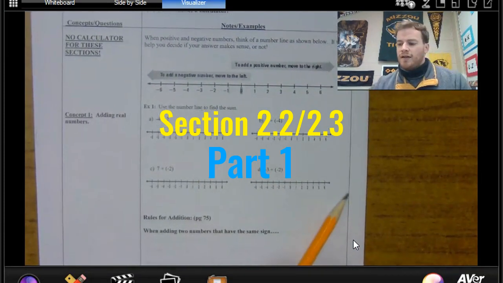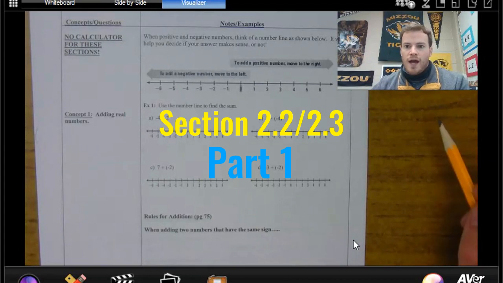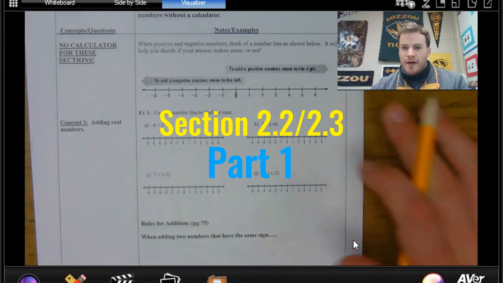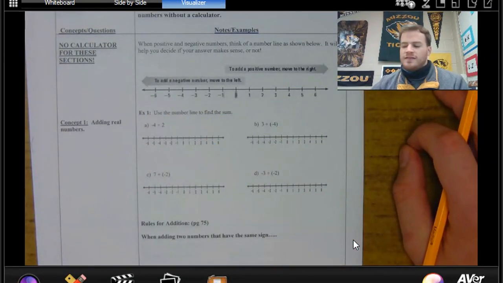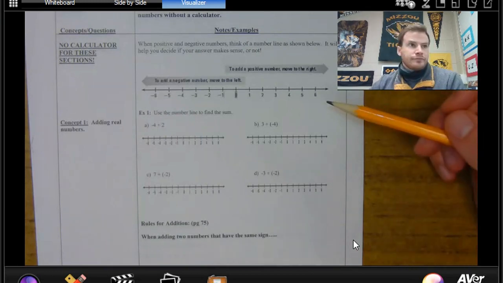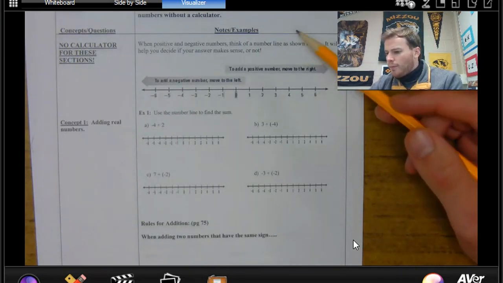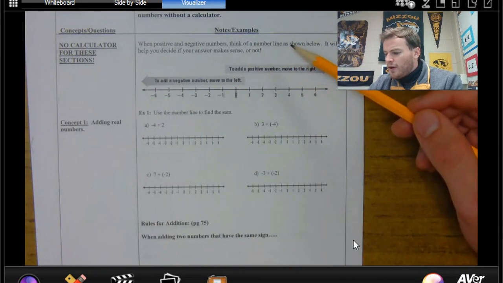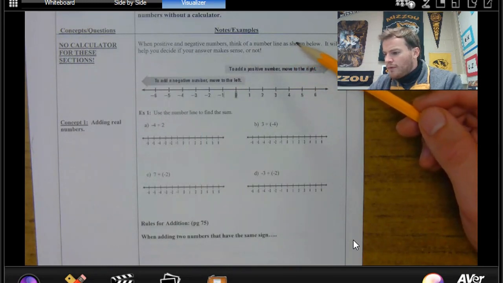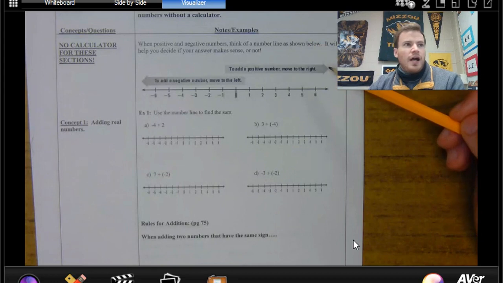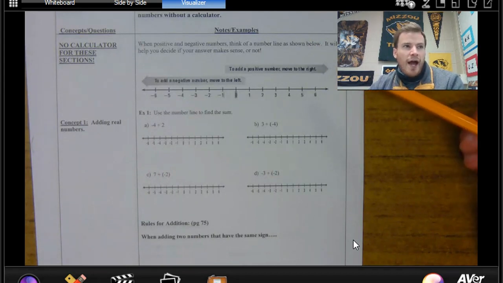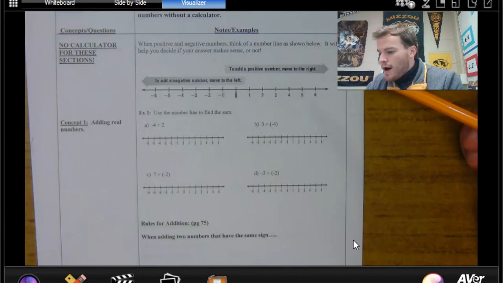There's no calculators for these sections. You're going to be expected to know how to do this without a calculator. The essential question that we have: thinking of numbers on a number line, what are the rules to add and subtract positive and negative real numbers?